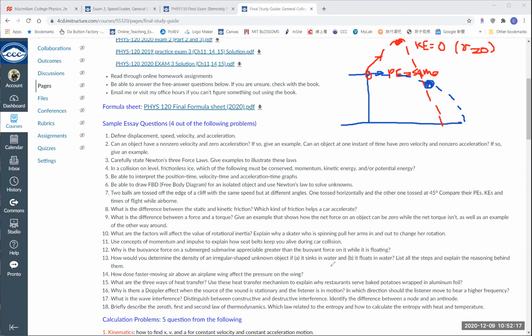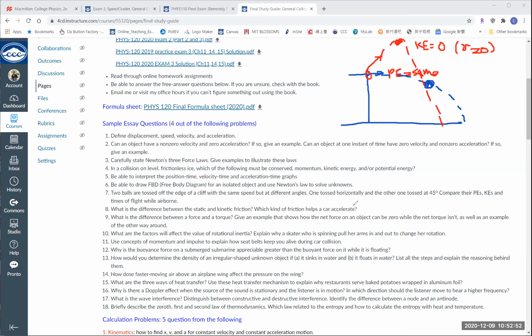One thing about kinetic friction is that the kinetic friction force is always going to be the same value. Static is not; static can vary. The kinetic friction force doesn't depend on how fast you are moving, it's going to be the same value. It depends on the normal force and also the coefficient of friction. So that's about friction.